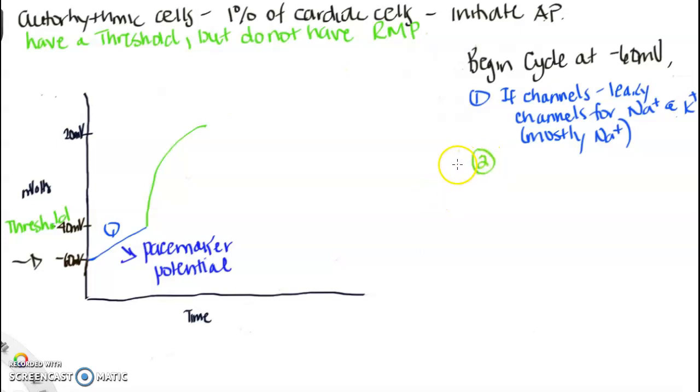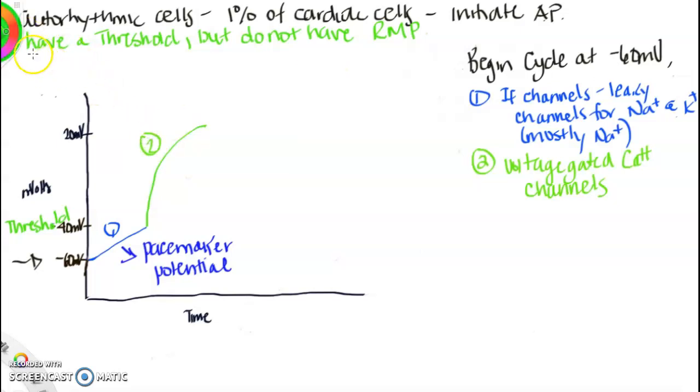So how does it do that? When we think of an action potential and you think depolarization, you're more than likely thinking of the opening of voltage-gated sodium channels. But that doesn't happen here in autorhythmic cells. The channels that are opened are voltage-gated calcium channels. So calcium moves in and depolarizes the membrane.